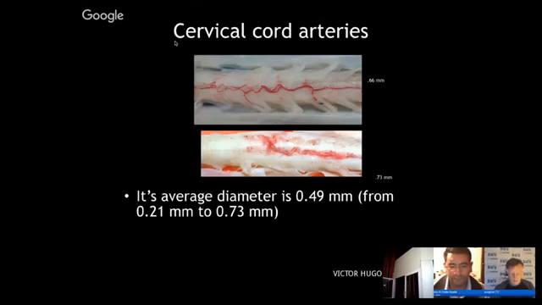They are also really, really beautiful. These arteries are very important because in surgery for the resection of a disc, we should know where this artery is more common. The average diameter is 0.49 millimeters, from 0.21 to 0.73 millimeters.